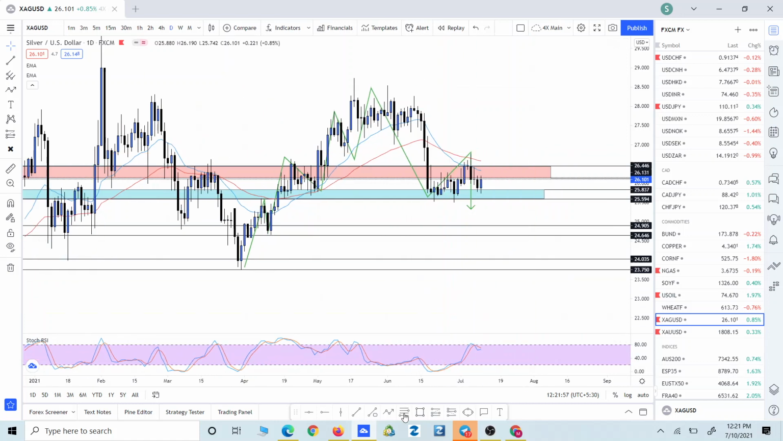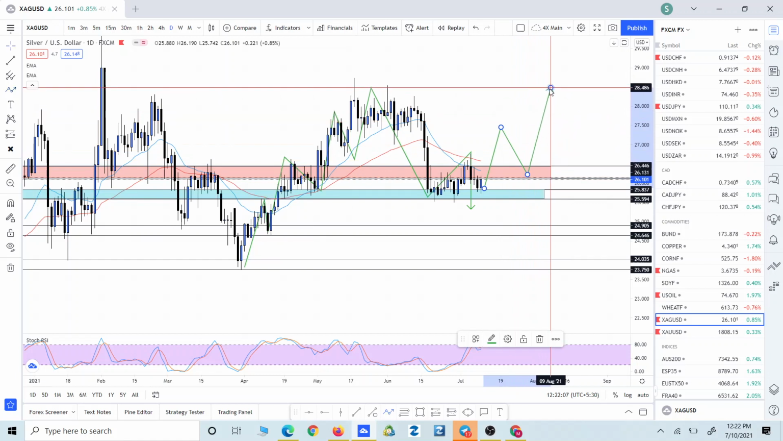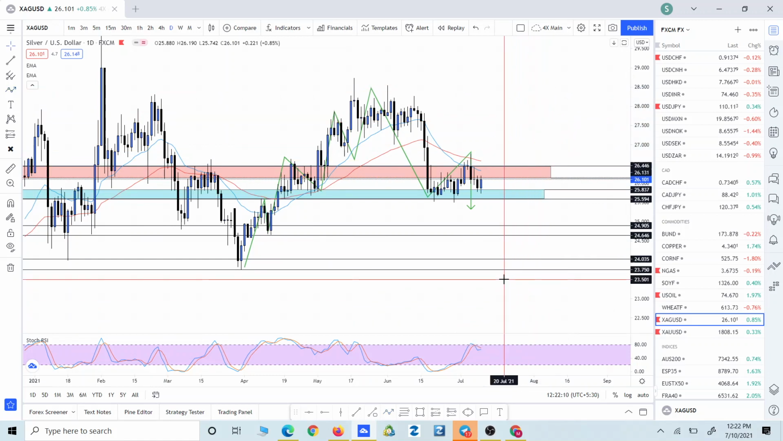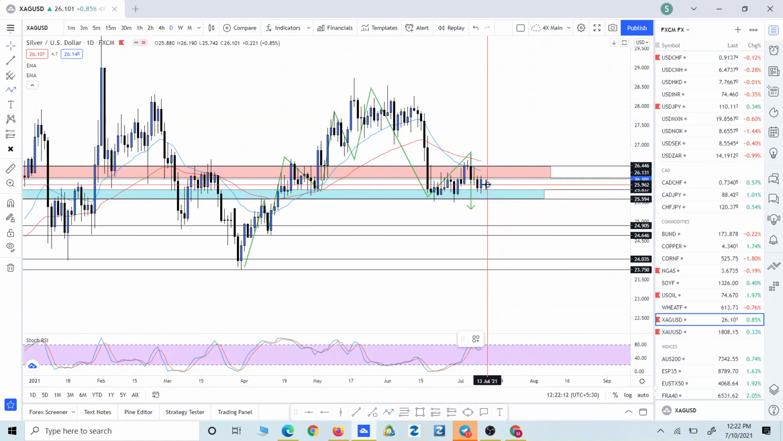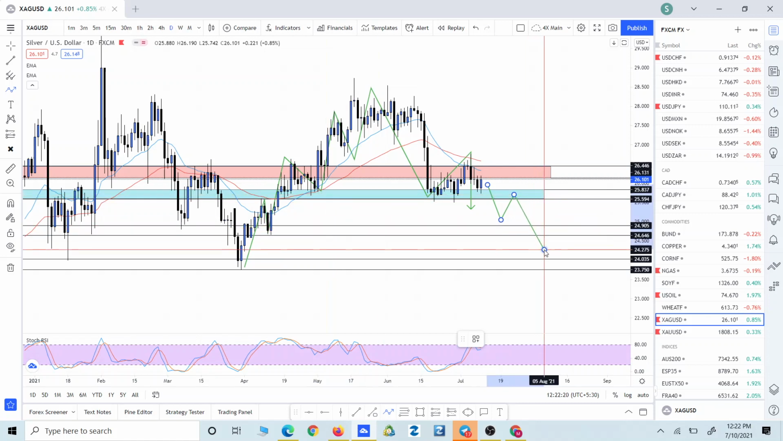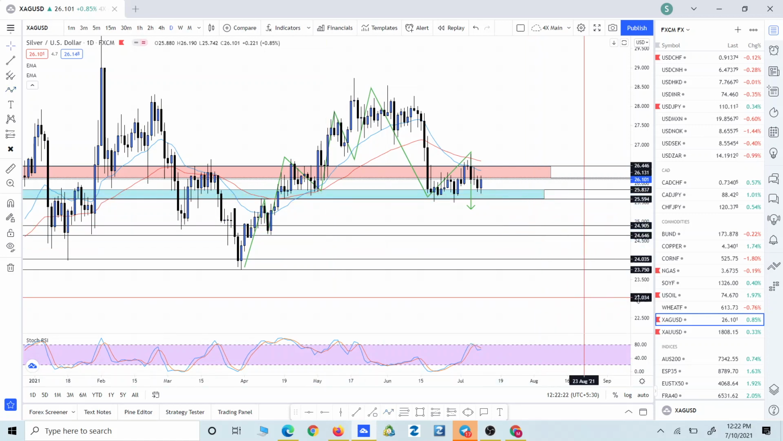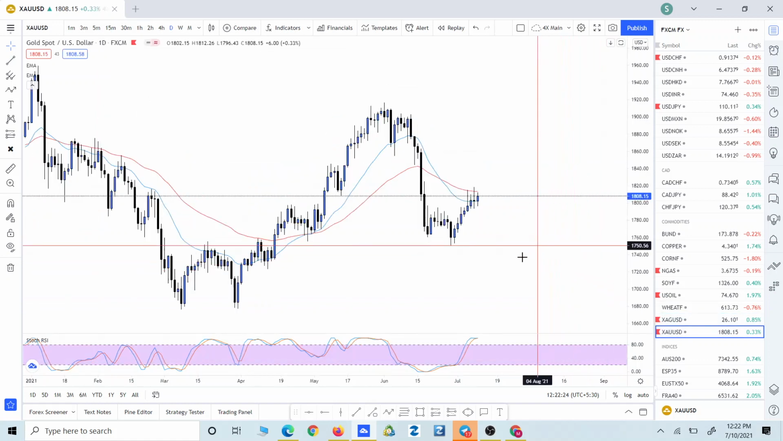What I'm expecting on this pair at the moment, we have two possible scenarios. If the price breaks above this resistance zone, then I'll be waiting for any kind of retracement back into this zone for long opportunities. If that doesn't happen and the price closes below this support zone, then I'll be waiting for any kind of retracement back into this green zone to go short. So that will be the analysis for the silver.